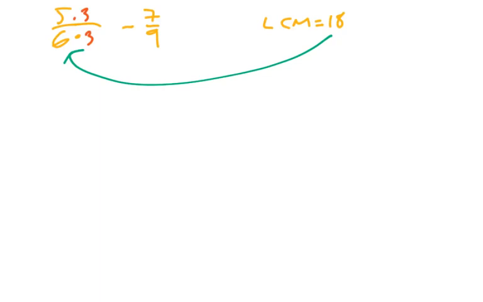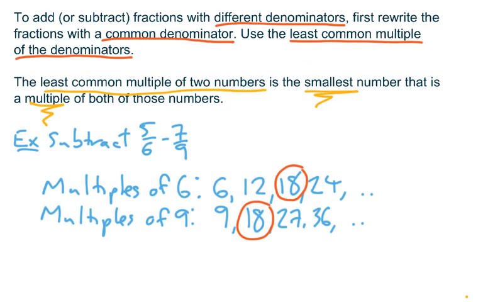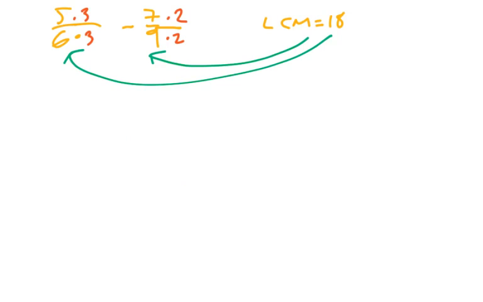7/9, you'd like that to also be an 18. How do you get 9 to be 18? You can multiply numerator and denominator by the same number. If I multiply 9 by 2, I will get 18. What does that mean? The subtraction question that I started with very simply could be rewritten, based on what you see here, as 15 over 18 minus 14 over 18. Now you have a common denominator. You can copy the denominator, subtract the numerators, and you've got it.